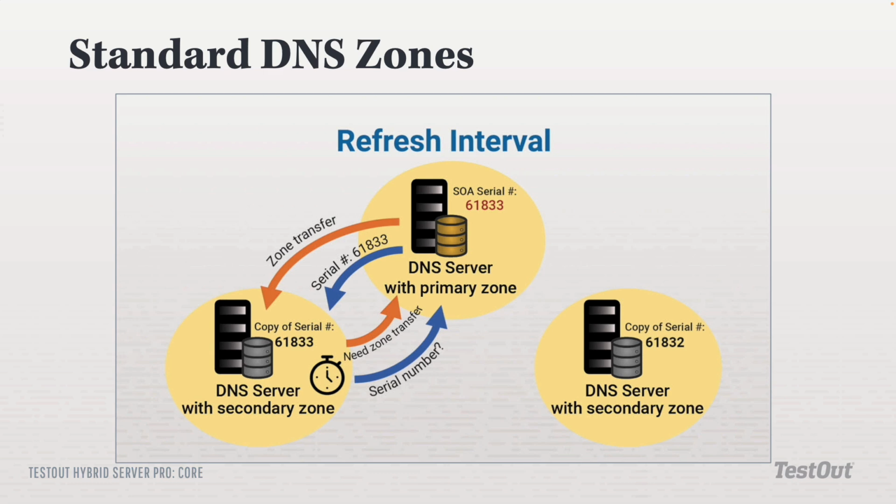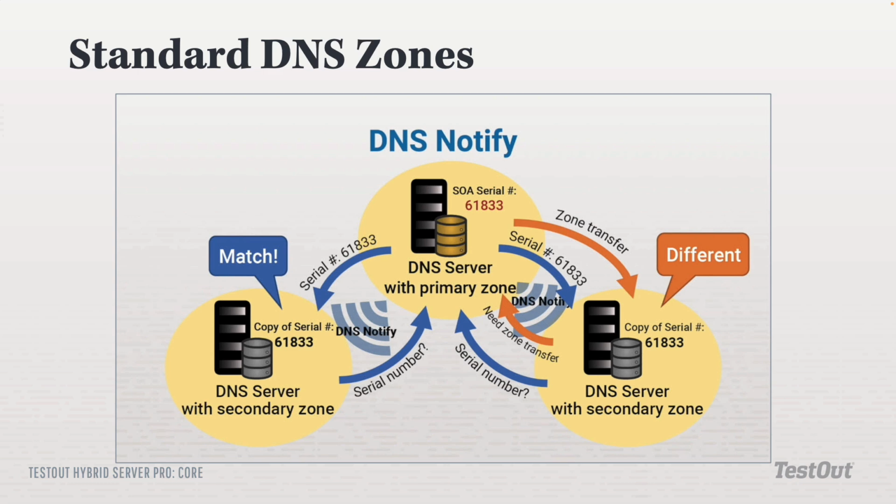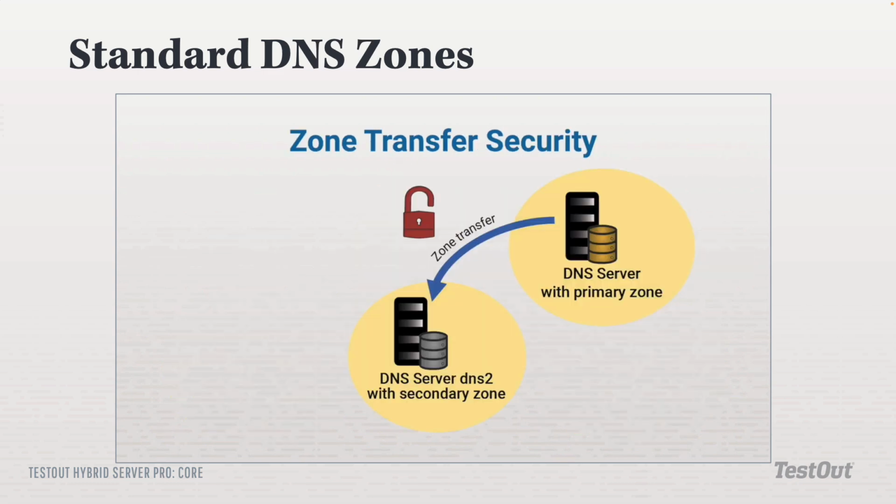So you can see here it hits that refresh interval, so it has copy 61833. We can look over here on the left-hand side and see that it's now going to pull a copy of it. And if you look on the right, it has not got that newest version, right? It is still on 61832. So then it'll say, hey, this is different. It does notify, and then it'll do that zone transfer to keep everybody in lockstep, okay?